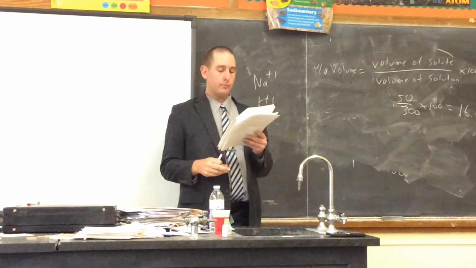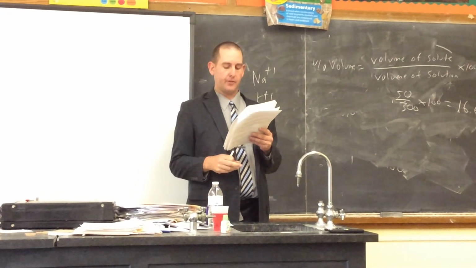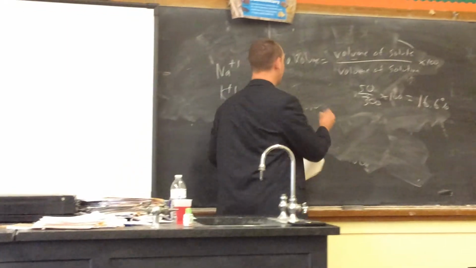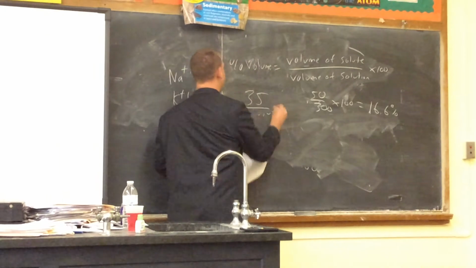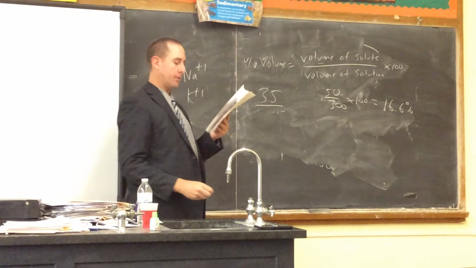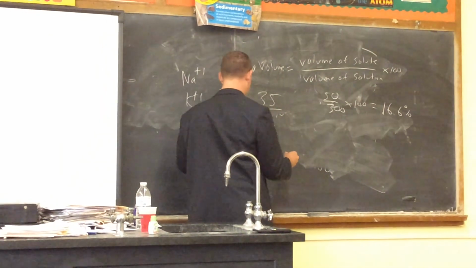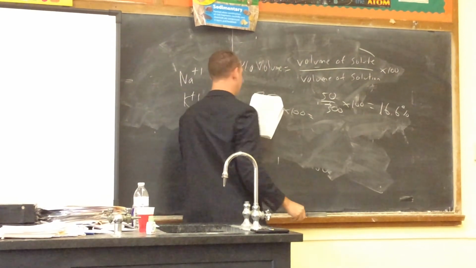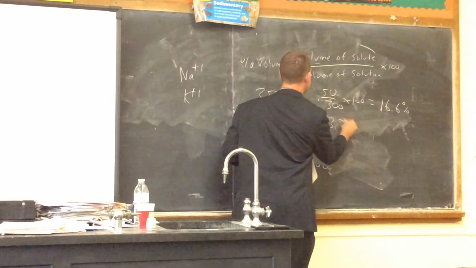Okay, number 2. Number 2 does not say total volume. It says 35 milliliters of ethanol dissolved in 115 milliliters of water, so you have to do the adding. So number 2, you have to do 35 over, if you add 115 and 35, you get 150, times 100, and you get 23.3%.